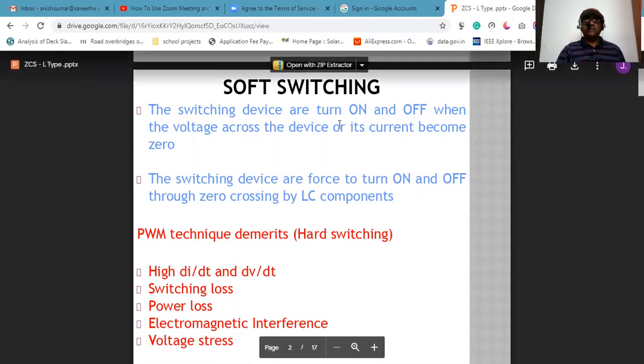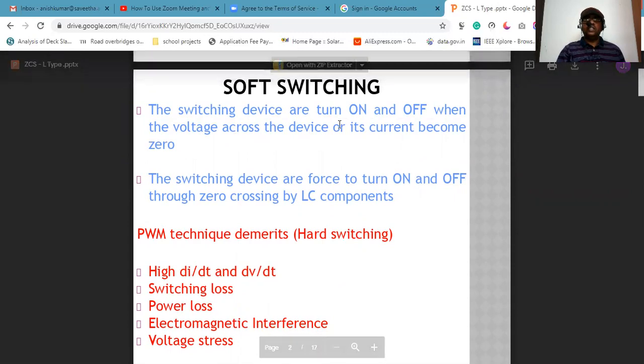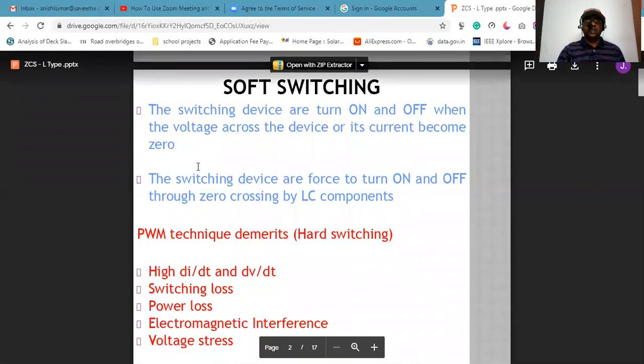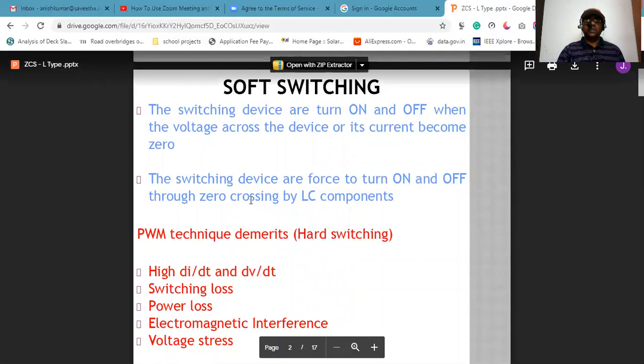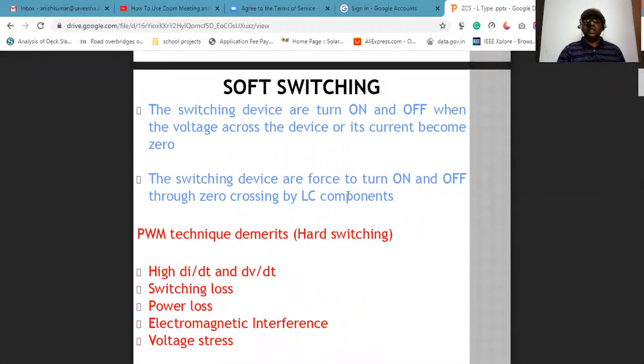What is meant by soft switching? The switching devices are turned on and turned off when the voltage across the device or the current becomes zero. The switching devices are forced to turn on and turn off through zero crossing by using LC components.